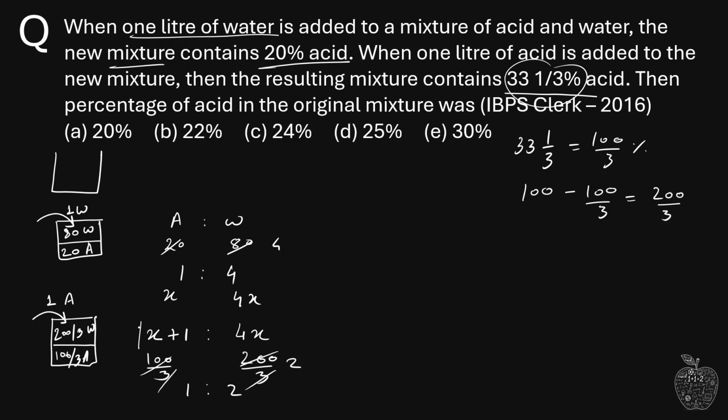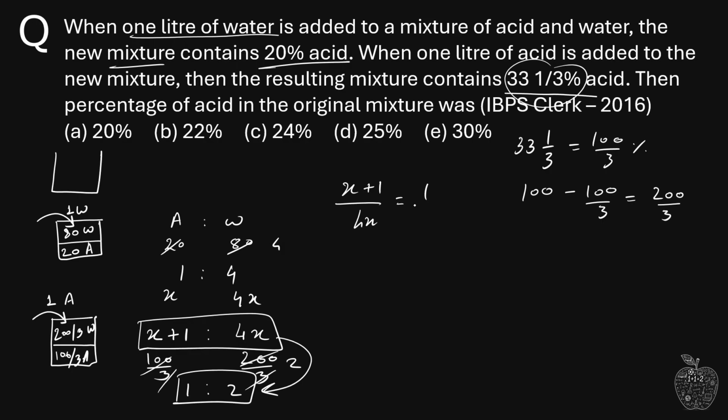So that means the ratio x plus 1 : 4x is the same as 1:2. So I can write it as (x plus 1) upon 4x is equal to 1/2. Now we have an equation here. Let's solve this. 2 goes to the left hand side, so we get 2x plus 2 is equal to 4x. 4x minus 2x gives 2x is equal to 2, or x is equal to 1.